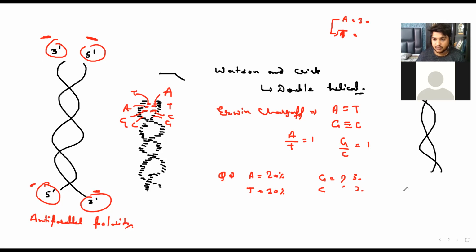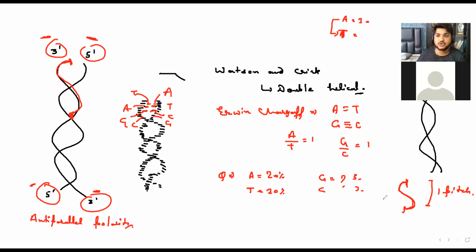Okay, you should know one more thing. This DNA, from here to here, is a complete turn. It is starting from here and ending here. This is known as one pitch. You can say it starts from here and you have to terminate here. So this is known as one pitch.